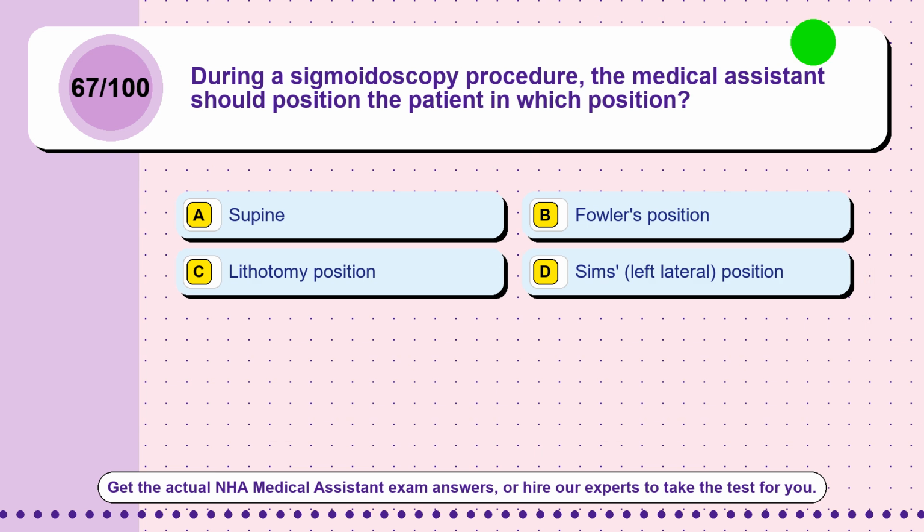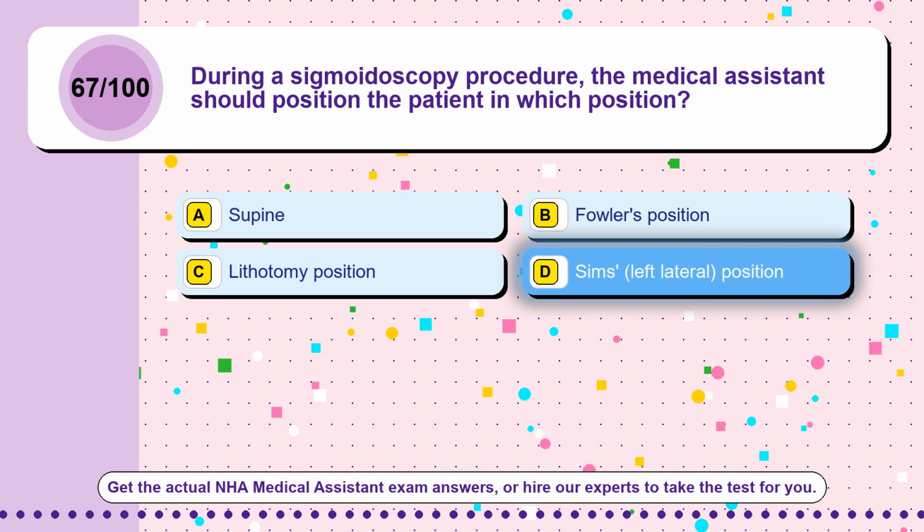Question 67. What clinical condition is characterized by a high accumulation of bilirubin in the blood, causing a yellowing of the skin and sclera? Option A. Cyanosis. Option B. Jaundice, icterus. Option C. Erythema. Option D. Pallor. The correct answer is option B.